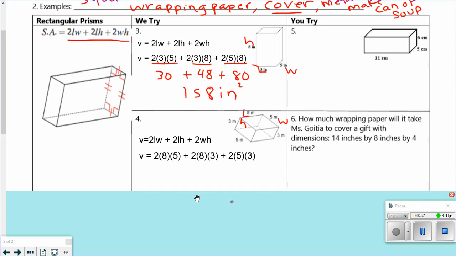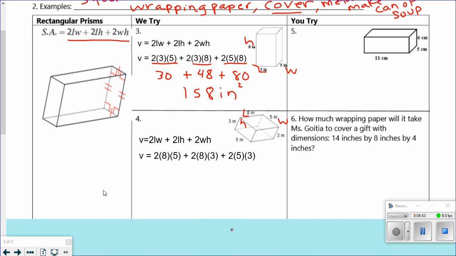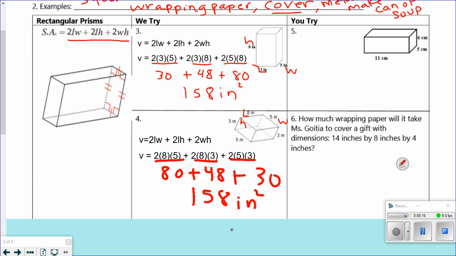All right, so if we multiply each one of those out, we've got volume equals 2 times 8 times 5, 2 times 8 times 3, and 2 times 5 times 3. So 2 times 8 times 5. Go ahead and multiply that out, see what you get. You should get 80 plus 48 plus 30. And if you look at the top one, it should be the same exact number because they were the same numbers. Just look a little different.